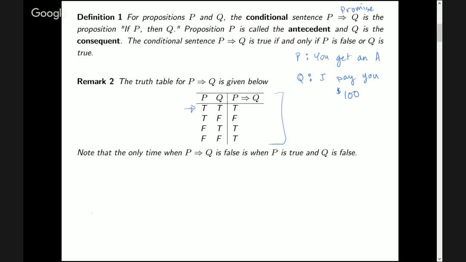Now, if you get an A, but I don't pay you $100, have I kept my promise? No. This is a case where the promise was broken. How about if you didn't get an A? If you don't get an A and I pay you $100, have I broken my promise? No. The promise contract was never entered into because you didn't get the A. Okay? So promise is not broken.